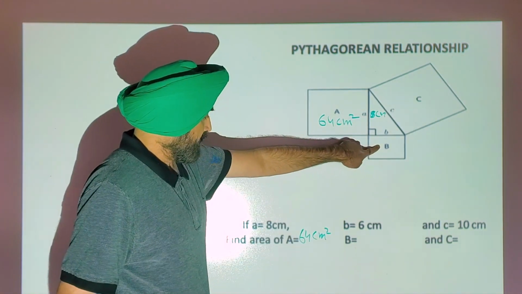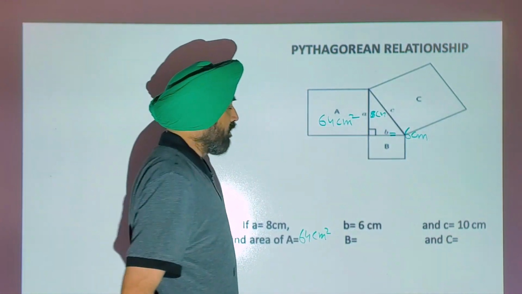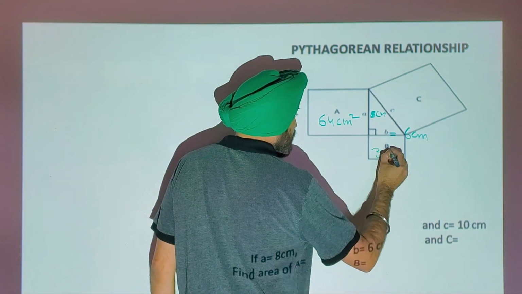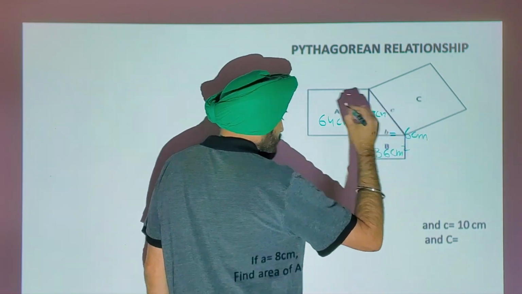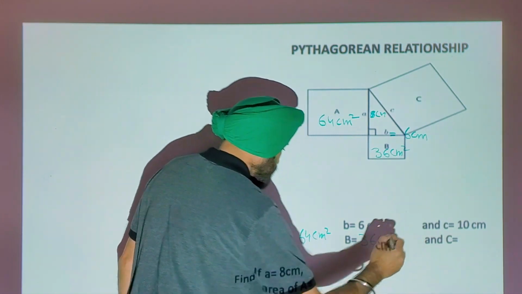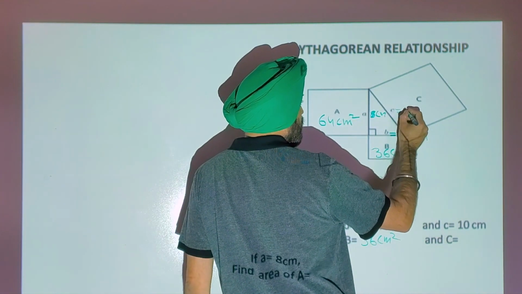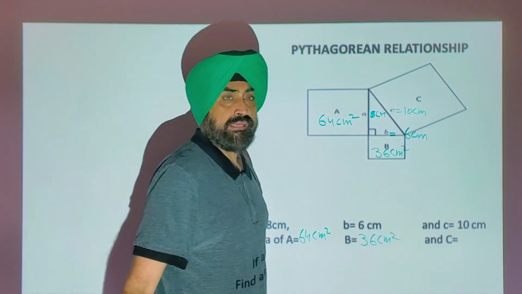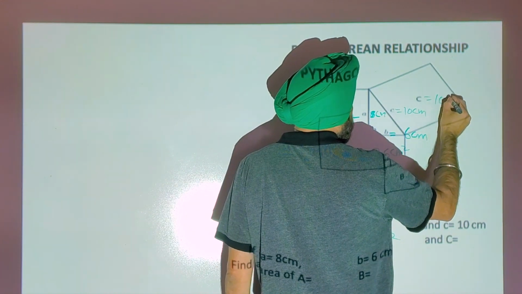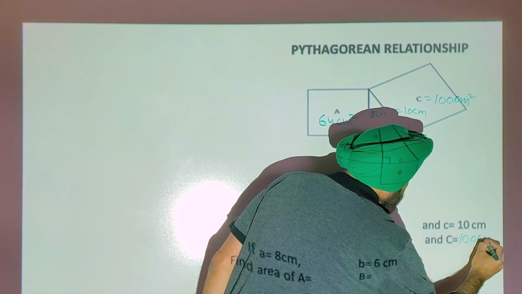Now this side B is given as 6 centimeter. So how do we find the area of the square? Square it. The square of 6 is 36 centimeter squared. Similarly, this is given as 10 centimeter. So how do we find the area? Square it. The square of 10 is 100. So you get 100 centimeter squared.